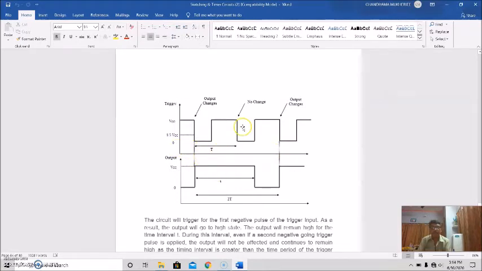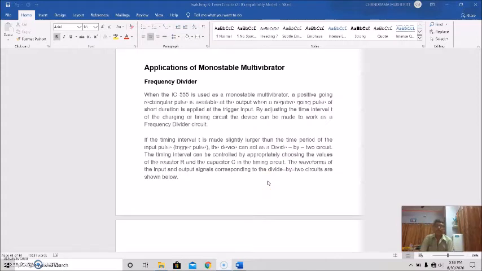So once again, I am repeating applications of monostable multivibrator as a frequency divider. When the IC 555 timer circuit is used as a monostable multivibrator, a positive going rectangular pulse is available at the output when a negative going pulse of short duration is applied at the trigger input. By adjusting the time interval T of the charging or timing circuit, the device can be made to work as a frequency divider circuit.